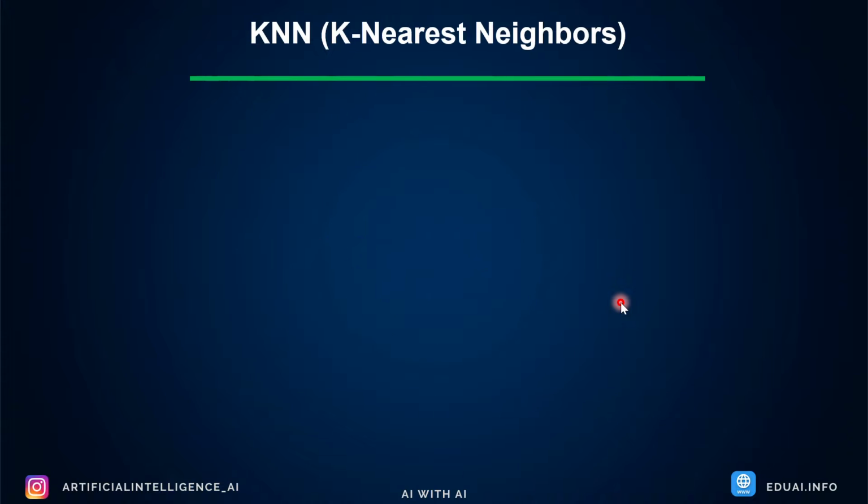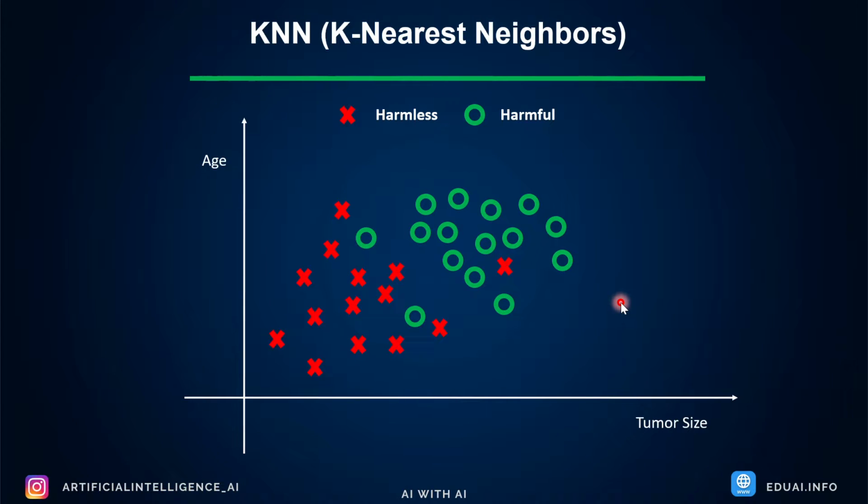Let me give you a second example. We have plotted the data again, and this time the new data point is falling somewhere here. You see, this blue one is the new data point. Now we need to classify whether this blue circle is a harmless or harmful tumor. So now tell me what the machine will predict. As you see, the nearest data point to this is again harmless, the cross one. So it will declare itself a harmless tumor.